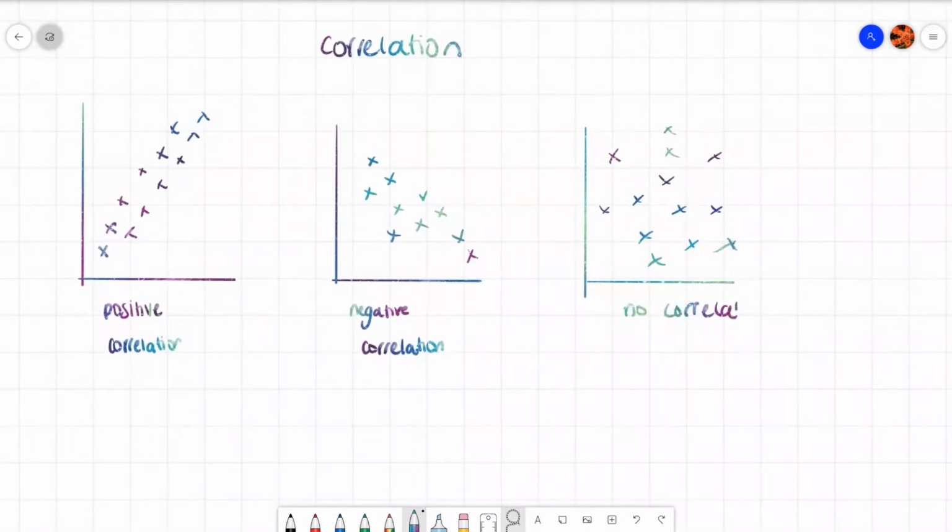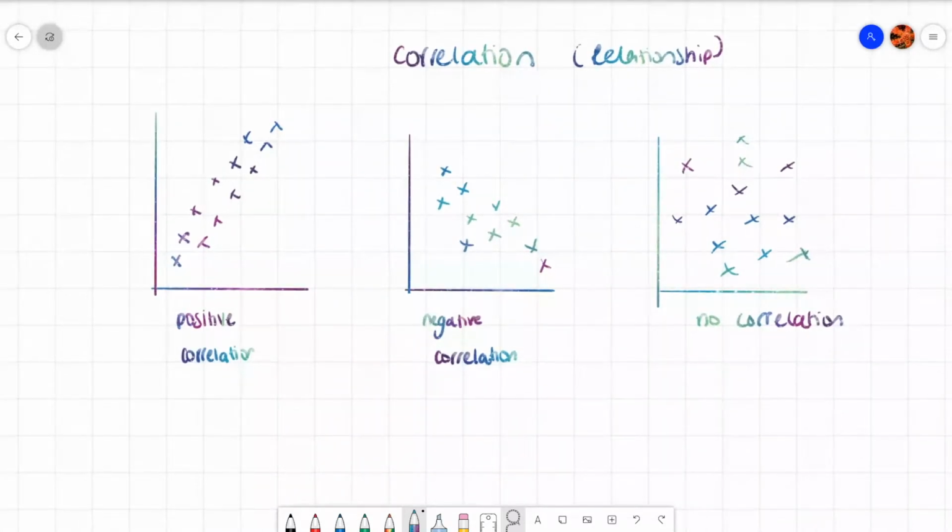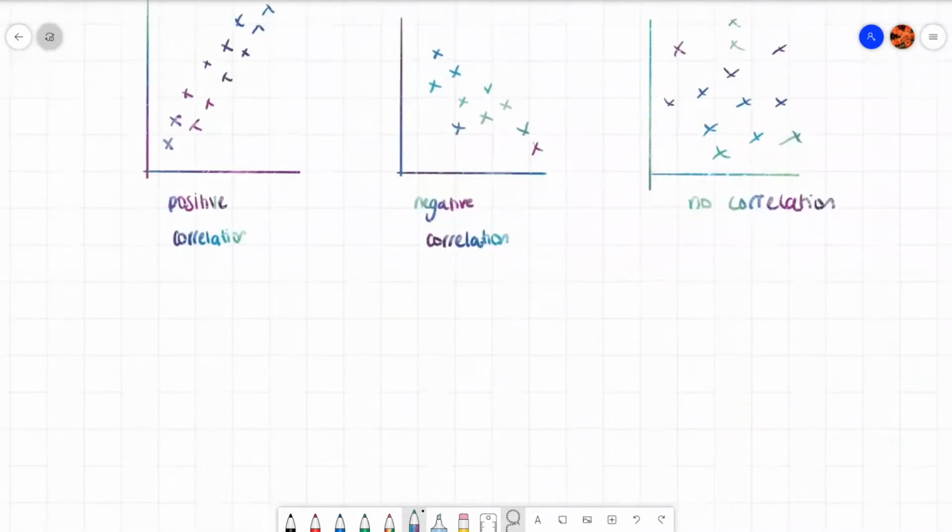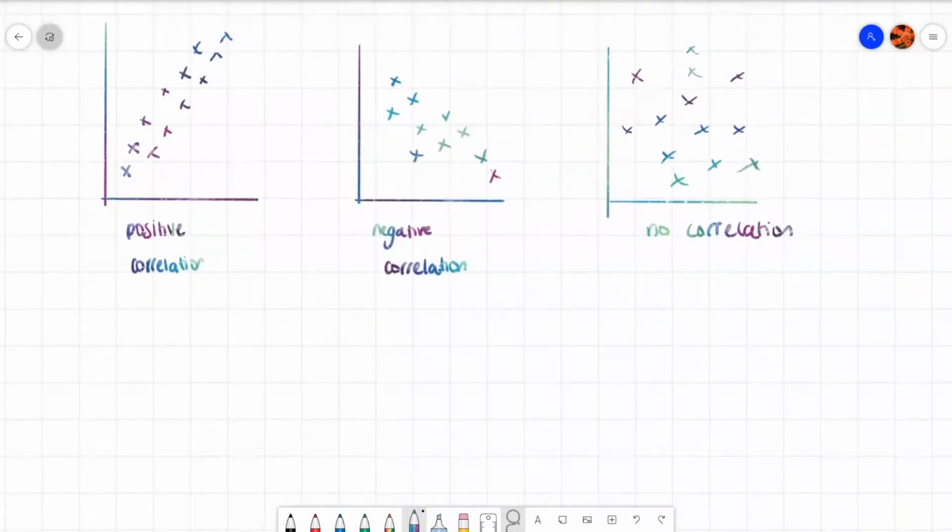Now the word correlation means relationship. Okay, what type of relationship? Positive correlation is as one thing increases, the other thing increases. That's why the points are going upwards. However, negative correlation is when one thing decreases, the other thing is increasing. And no correlation means there's no relationship between the 2 things at all. So you need to know the correlation and the points on your graph to work out line of best fit, which we need to do as well.